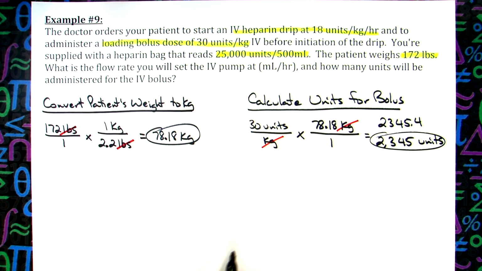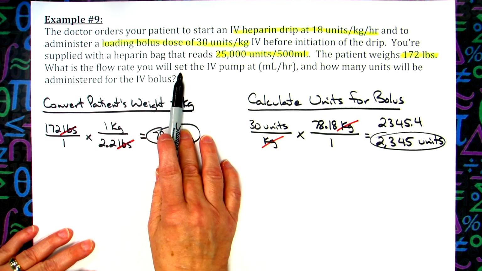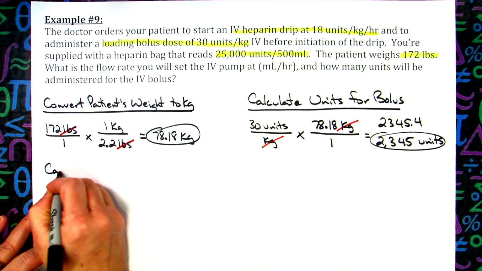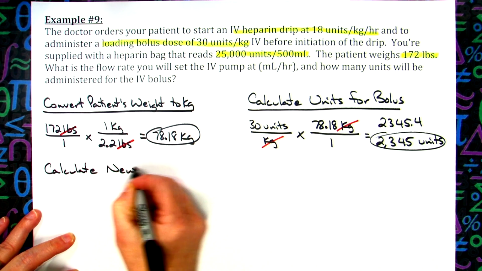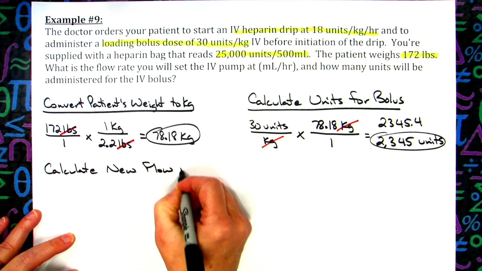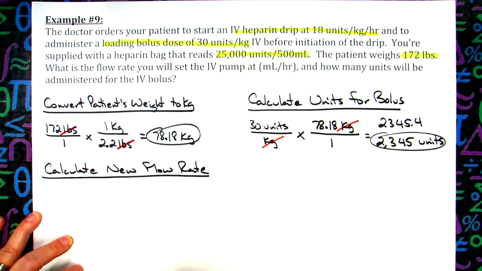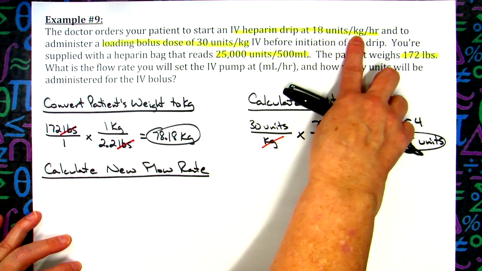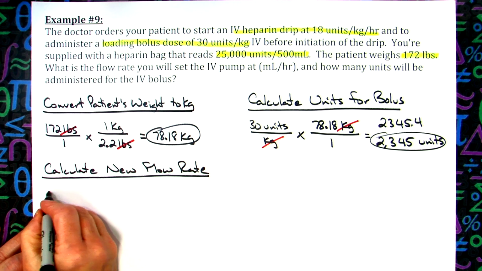All right, now for the second, or actually the first part of that question, what is the flow rate that you will set the IV pump at? All right, so we're going to calculate the new flow rate. To do that, we've got this units per kilogram per hour, so we're going to have to involve the patient's weight. So let's go ahead and start with the patient's weight.